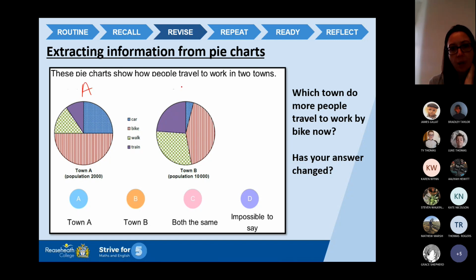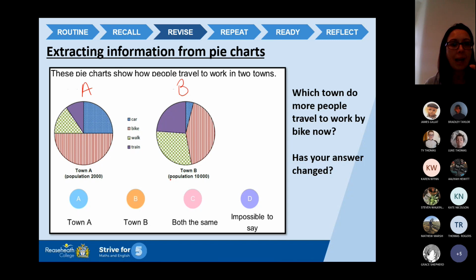So good. Everyone said the one on the left, obviously, right? That is obviously more because the portion of the pie chart is bigger. Now it says the population of this one is 2,000 and the population of this one is 10,000. So which one now travels more by bike? Has your answer changed? Do you still think it's town A? Luke thinks it's changed to town B. Yeah, it has. It's now the right.